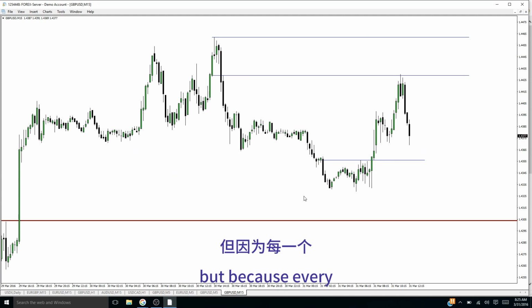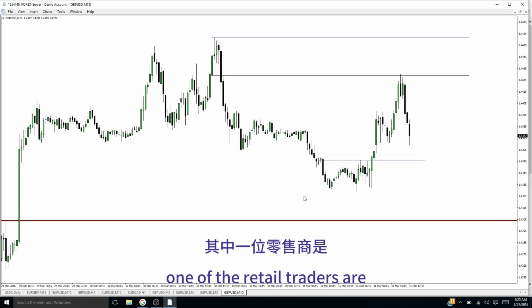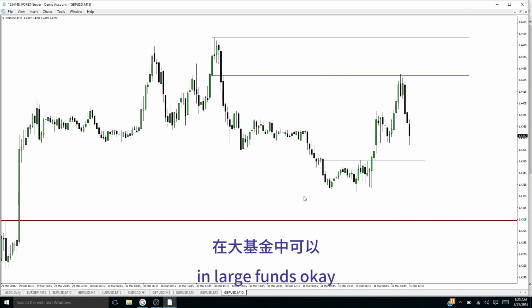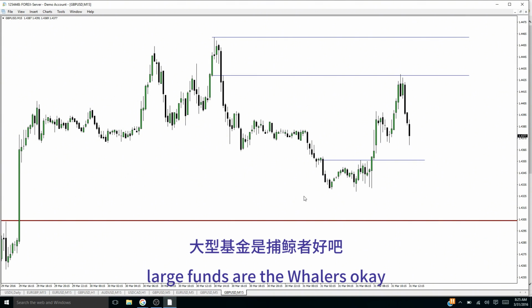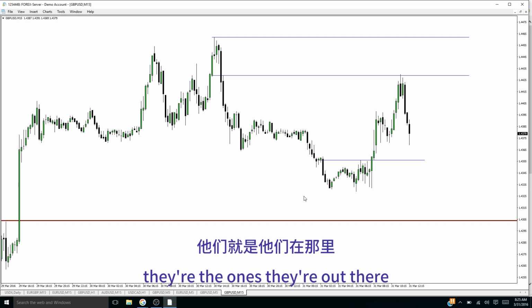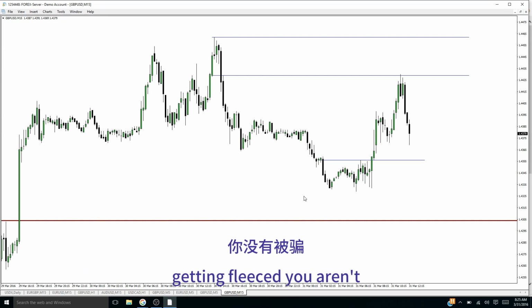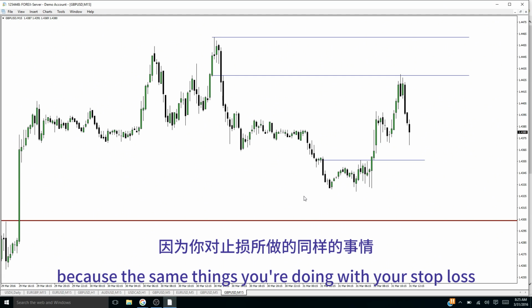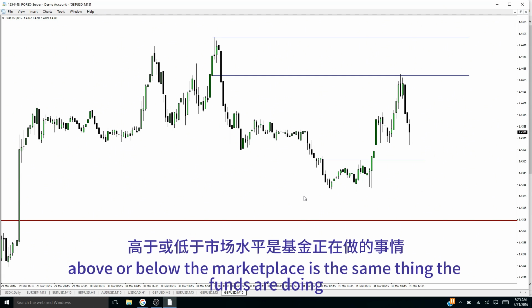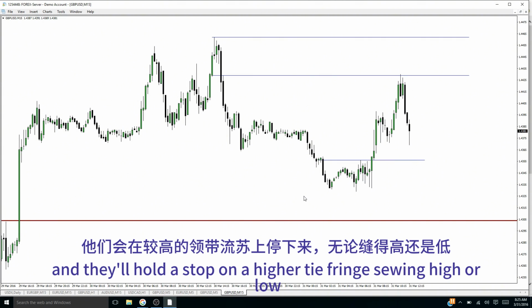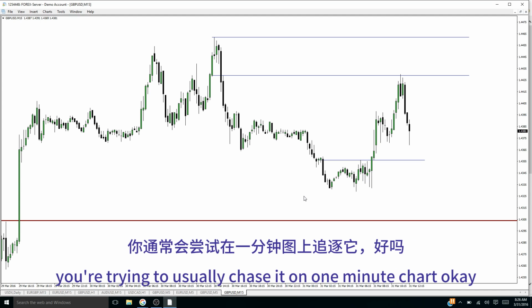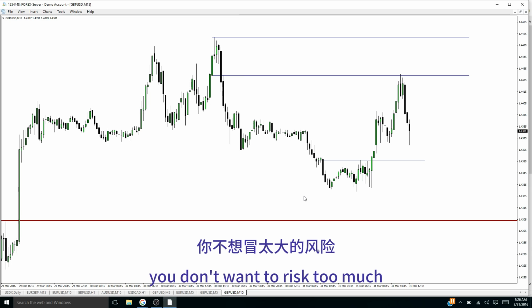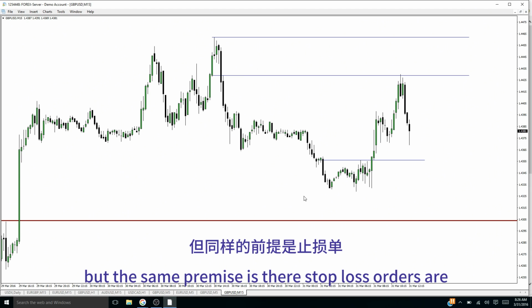Okay, but because every one of the retail traders are trading with the same concepts that are used in large funds. Okay, large funds are the whalers. Okay, they're the ones that are out there getting fleeced. You aren't, but you are in your own bucket shop retail platform, because the same things you're doing with your stop loss above or below the marketplace is the same thing the funds are doing. They're just doing it a little bit larger or wider, and they'll hold a stop on a higher time frame swing high or low, where you wouldn't want to do that. You're trying to usually chase it on a 1 minute chart. Okay, you don't want to risk too much. But the same premise is there.